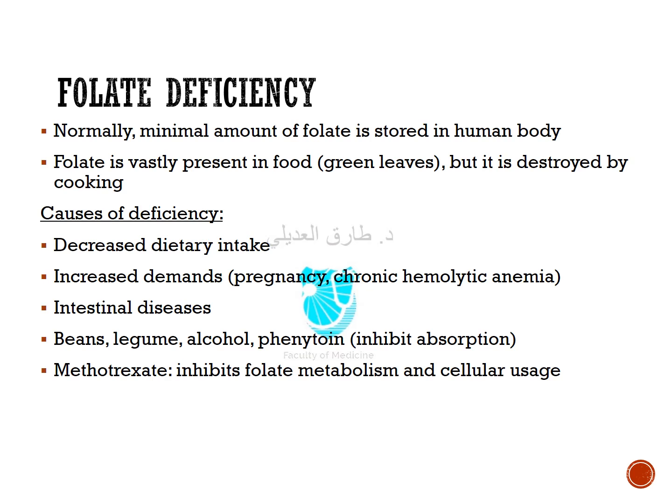Intestinal diseases تحل من absorption of folate. Okay, في عندنا some nutrients or drugs, they inhibit the absorption of folate. Beans, okay, legumes, and alcohol. Alcohol in large amounts inhibits the folate. Phenytoin هذا anti-epileptic drug. دائما when it is given they give the patient a high dose of folate because it inhibits its absorption.